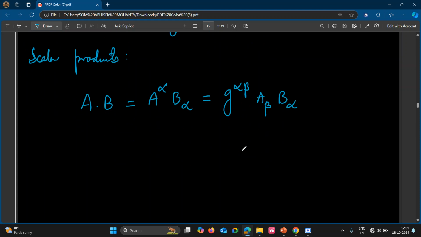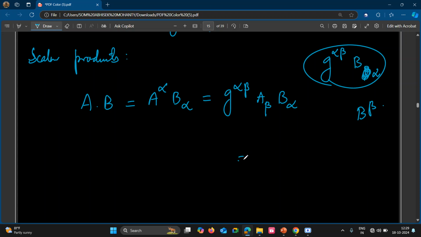See here, g alpha beta B alpha. What can I write? The alphas cancel out, giving B beta. So I will write that here: A beta will remain as it is, and this one will be B beta.